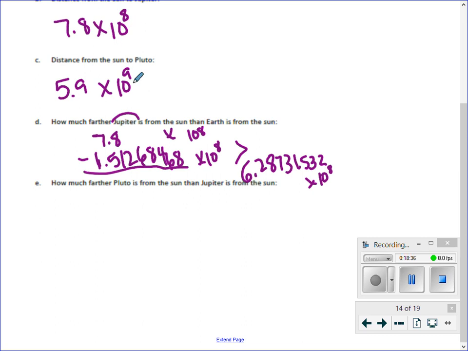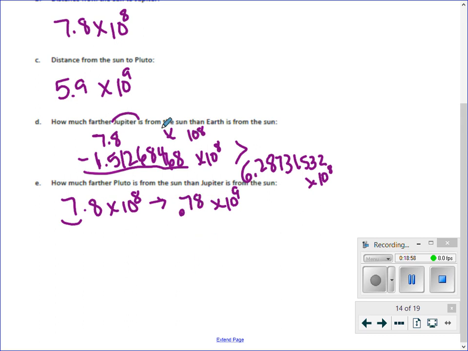Now they have different powers of 10, so we want them the same. So first, I'm going to change Jupiter's to 10 to the 9. So I want times 10 to the 9. If I'm going to add, I'm going to move left 1. So I'm going to move it like this. So it's 0.78 times 10 to the 9.